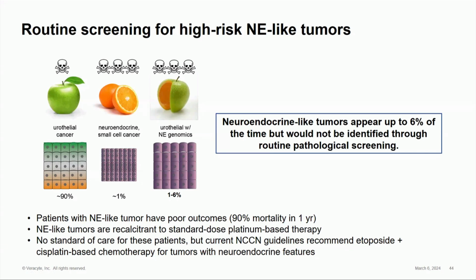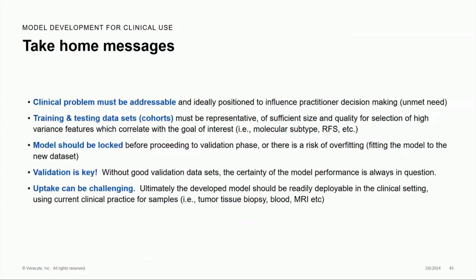I think that highlights the challenge I was talking about with clinical utility. The take-home messages for the model are that the clinical problem should ideally be addressable and able to influence practitioner decisions. Training and testing cohorts need to be representative and of sufficient size and quality.